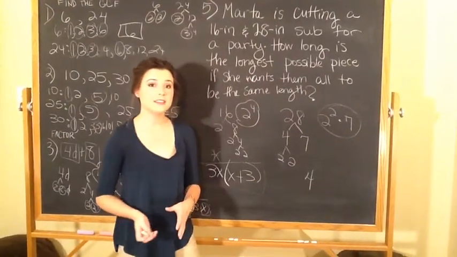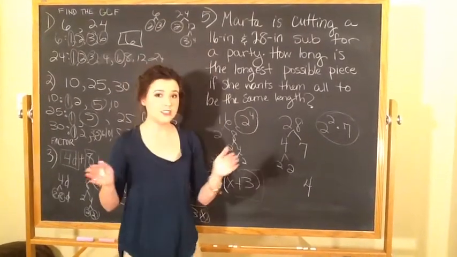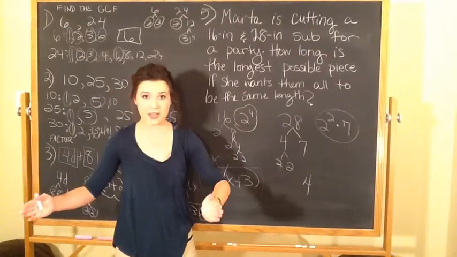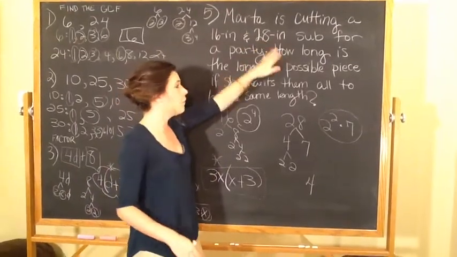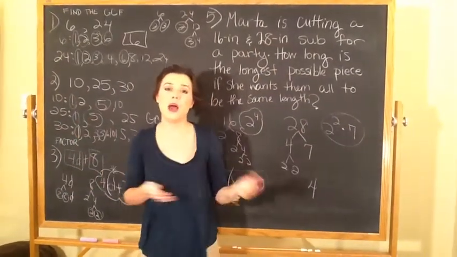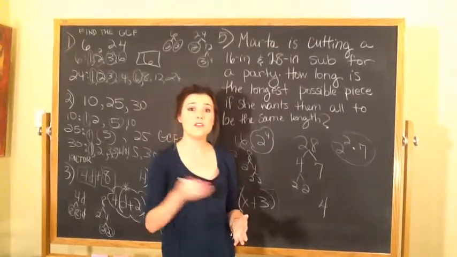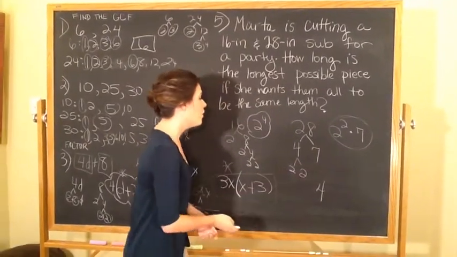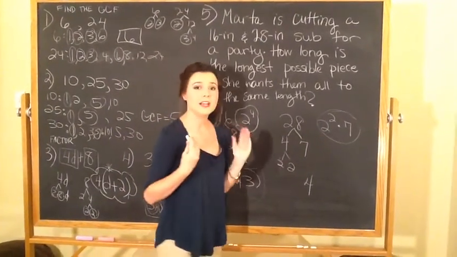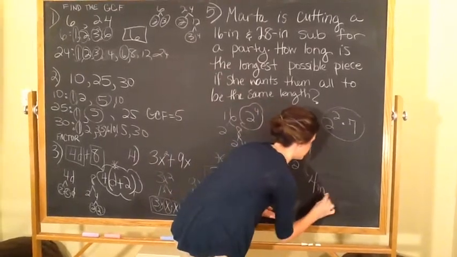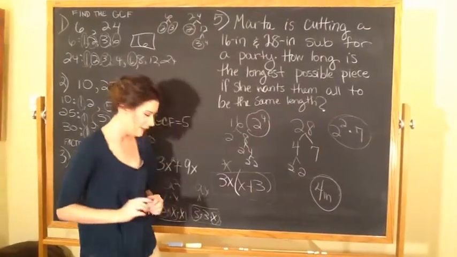Now this tells us that we can cut 4-inch sandwiches and have it evenly cut out of the first sandwich, and then cut 4-inch sandwiches from the big one, and you won't have any left over. You will have used all of the sandwich equally. So our final answer is that we're going to be cutting them into 4 inches apiece.